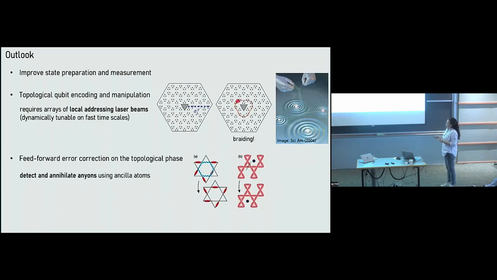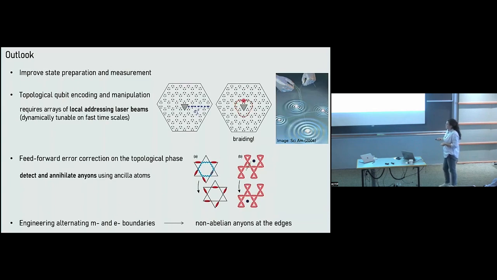Another thing that we would like to do is to use this error correction idea to actually perform feed-forward error correction. Here we would add some ancilla atoms to measure the stabilizers in a non-destructive way and then annihilate the anyons that we detect.